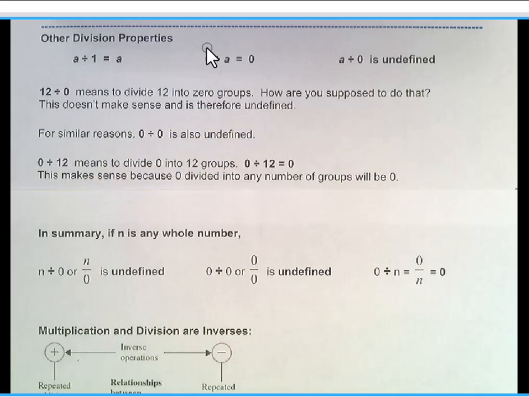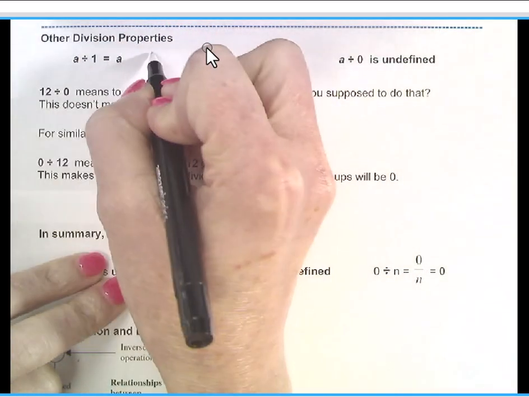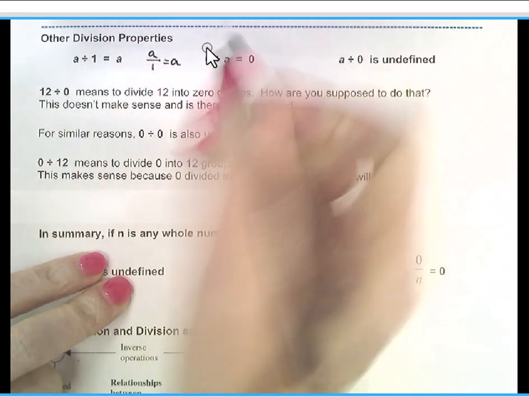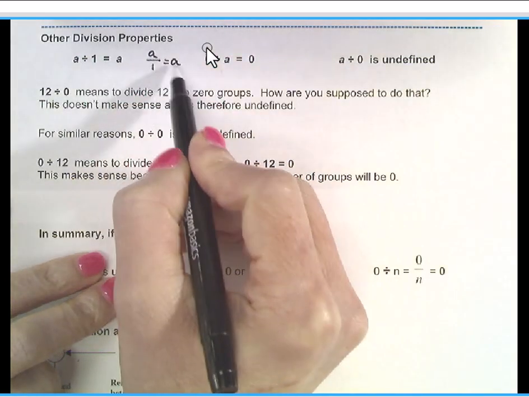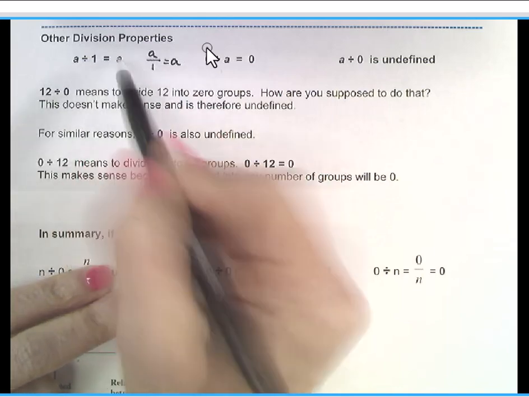Now we're going to look at some more division properties. These are really important ones that you kind of need to know for all division problems. So it starts off pretty simple. If you take a number a and divide it by 1, you get a. I mean, this isn't saying anything too crazy. Another way to write this would be a divided by 1 is equal to a, right? If you divide something into one group, you get the original something back, right? Like 5 divided by 1 is 5.